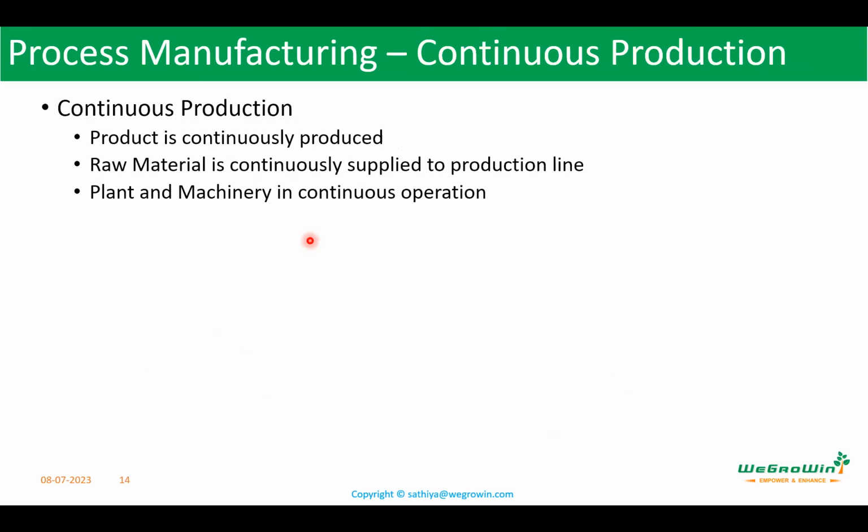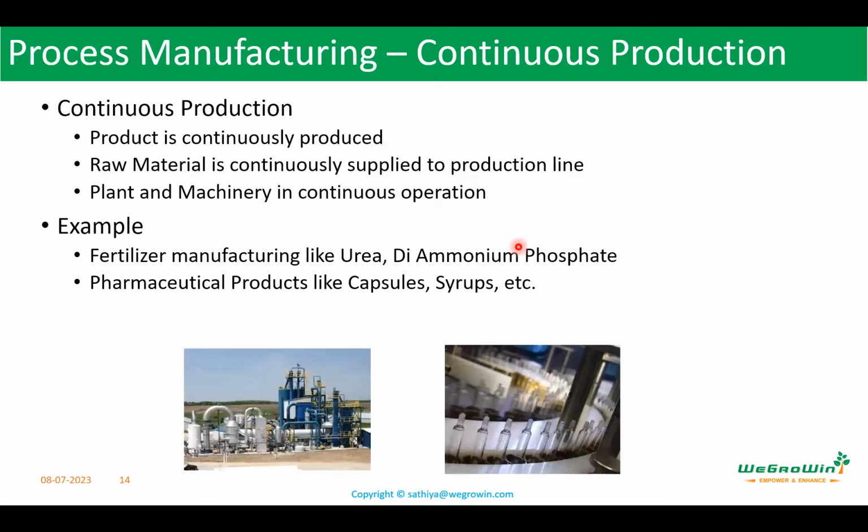Continuous production means the product is continuously produced, like gas production, oil production, oil processing, refinery production, those kinds of things. Raw material is continuously supplied in the production line, and the plant and machinery are in continuous operation. Examples are fertilizers, cement manufacturing, or pharmaceuticals like capsules. These keep going on and will not stop just like that in between.